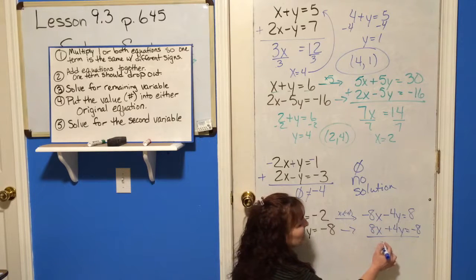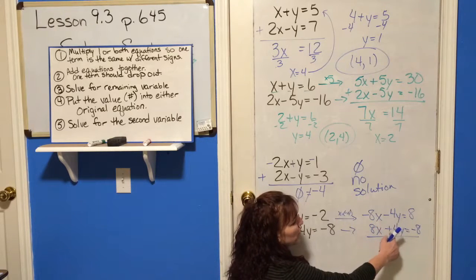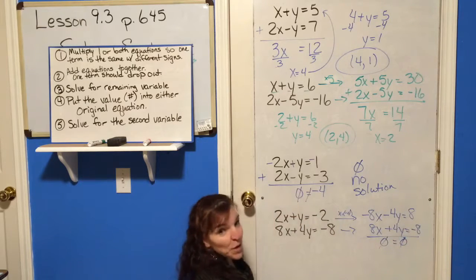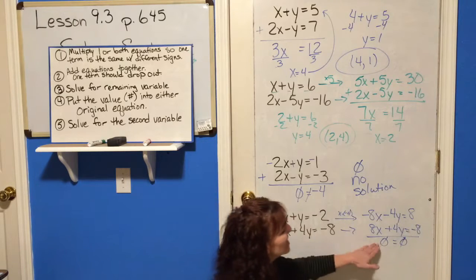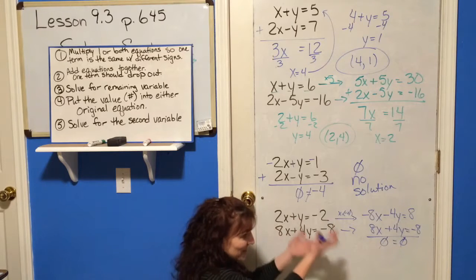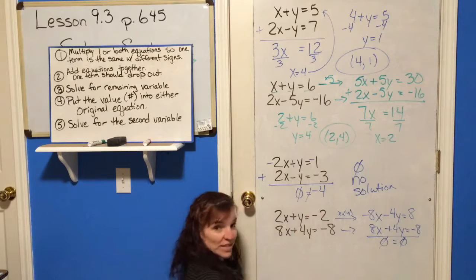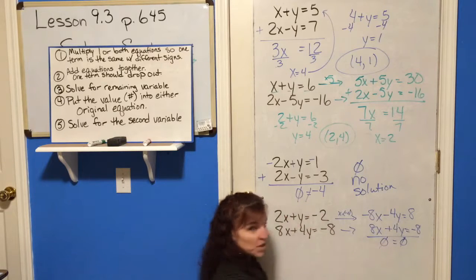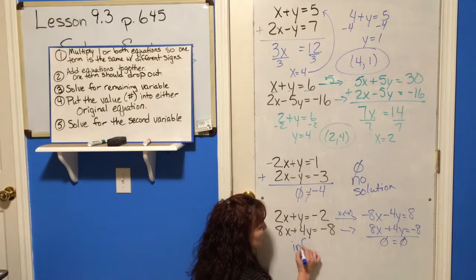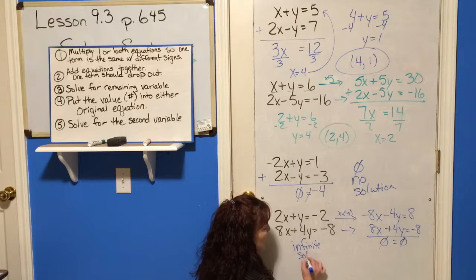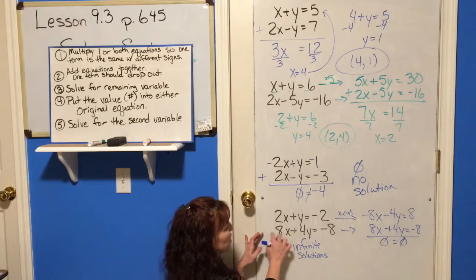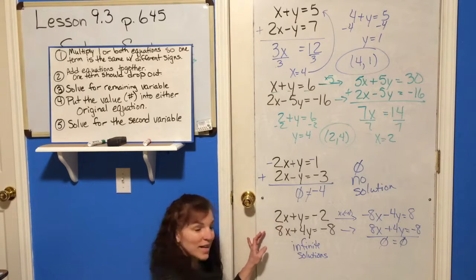-8x plus 8x is 0. -4y plus 4y is also 0. And 8 minus 8 is 0. And 0 does equal 0. So in this case, because we've got a true statement that will always be true, there is no way to make this not a true statement. We can put in anything you want for these x's and y's, and you're still going to get 0 equals 0. All right? So in this case, what we've got is infinite solutions. This is exactly the same line. We've just multiplied this one by 4 to get there.